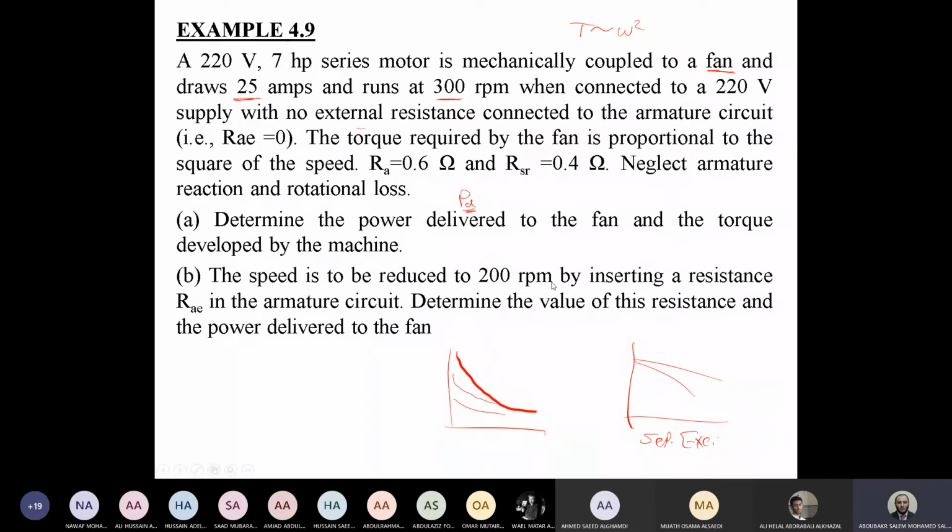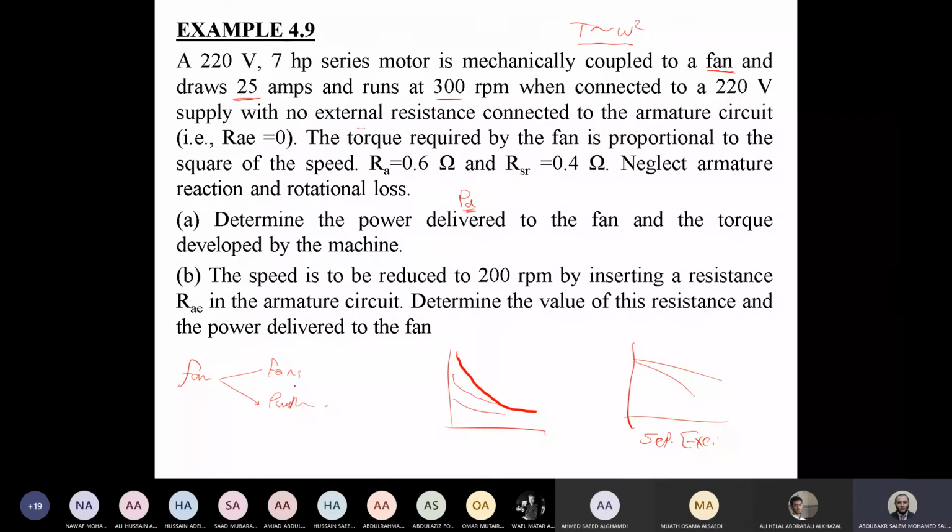Now let's have a numerical example about the DC series motor. We have a motor of 220 volt, 7 horsepower, series motor, mechanically coupled to a fan. What's the meaning of fan, guys? Or fan load. What's the meaning of fan load? Fan load means that the torque is proportional to the square of the speed. We have the load called a fan load if it's like fans, any kind of fan, or pumps.